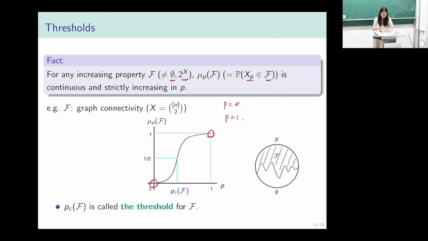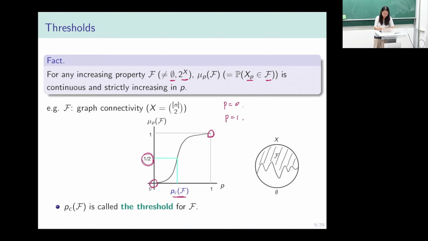And because this graph is continuous and strictly increasing in p, there must exist something called p_c(F), for which mu p of F is exactly 1/2, right? And this p_c(F) is called the threshold for the given increasing property F. But here, 1/2 is not really important.